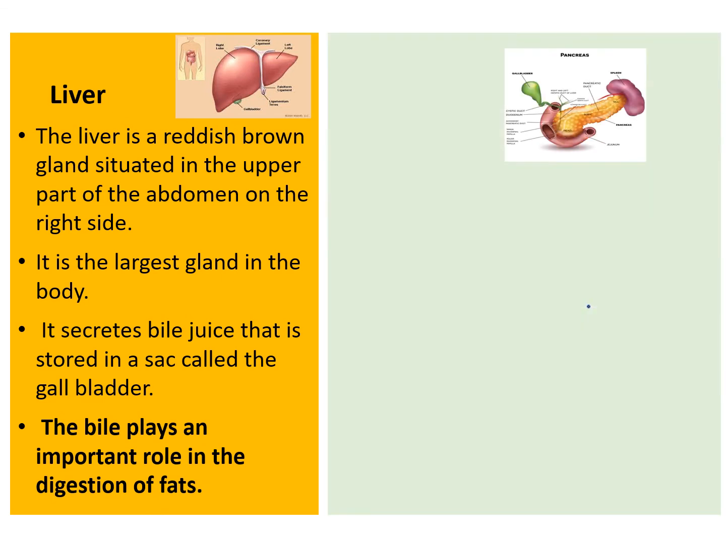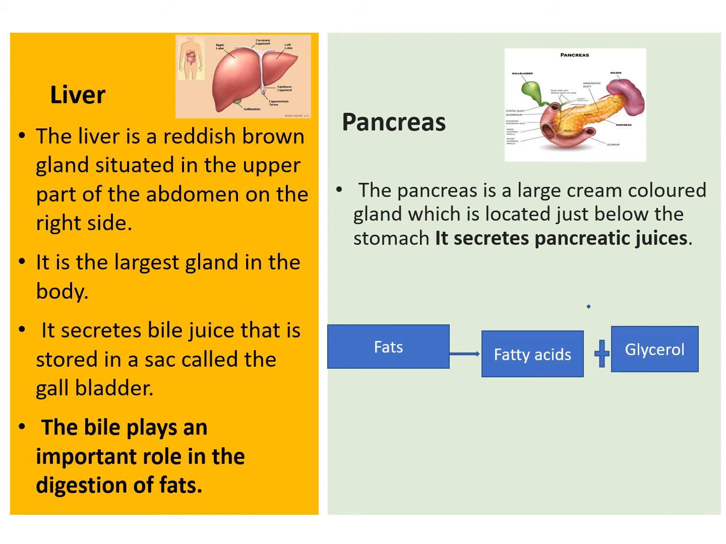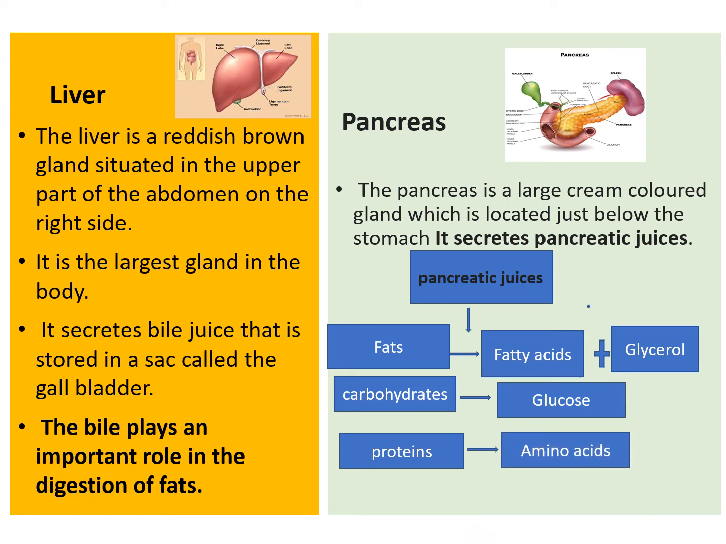And the second gland is the pancreas. The pancreas is a large cream-colored gland which is located just below the stomach. It secretes pancreatic juices, right? What do pancreatic juices do? They carry out the digestion of fats into fatty acids plus glycerol. Also, the carbohydrates are converted into glucose and the proteins are converted into amino acids. So these functions are carried out by these two glands, right?